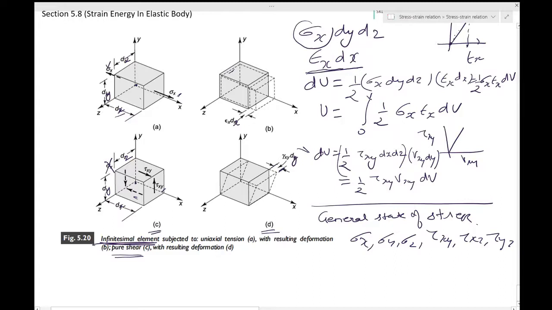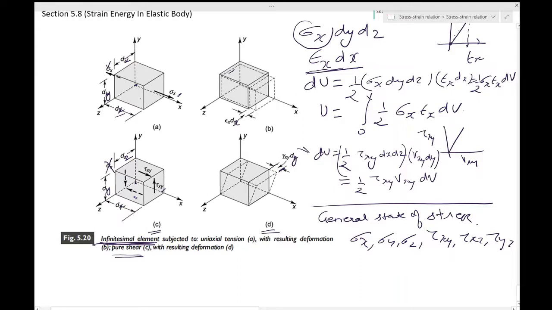So strains are growing, and a single stress component such as sigma x will do work only on the deformation due to its corresponding strain, right? And not the other terms. So it will just be sort of independent of each other.